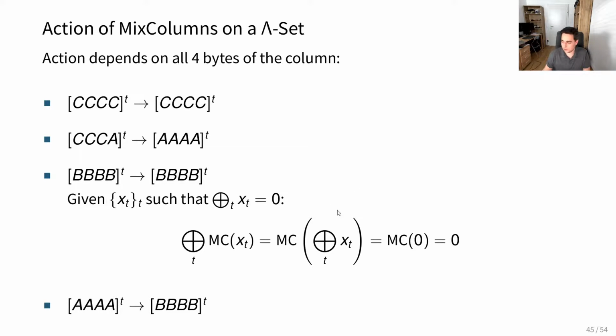So that's just what the transformation does to the status here. And if we have 4 active bytes, then the output is that we have 4 balanced bytes for the MixColumns operation. You can easily check this, and this holds.